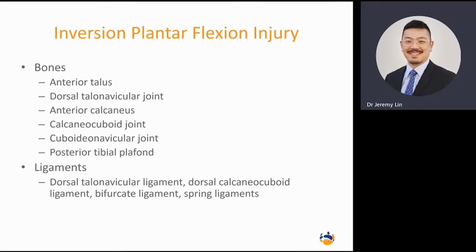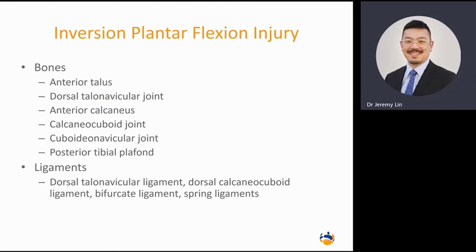So the next condition we're going to talk about is the inversion plantar flexion injury. Essentially, the mechanism of this injury is that instead of just turning the ankle inwards, there's turning of the ankle and also rolling the ankle forward at the same time. So in addition to the structures that we've previously discussed, all the Chopart joints come into play in this injury mechanism. That would include the anterior talus, the dorsal talonavicular joint, the anterior calcaneus, the calcaneocuboid joint, and the cuboid-navicular joint, as well as the posterior tibial plafond.